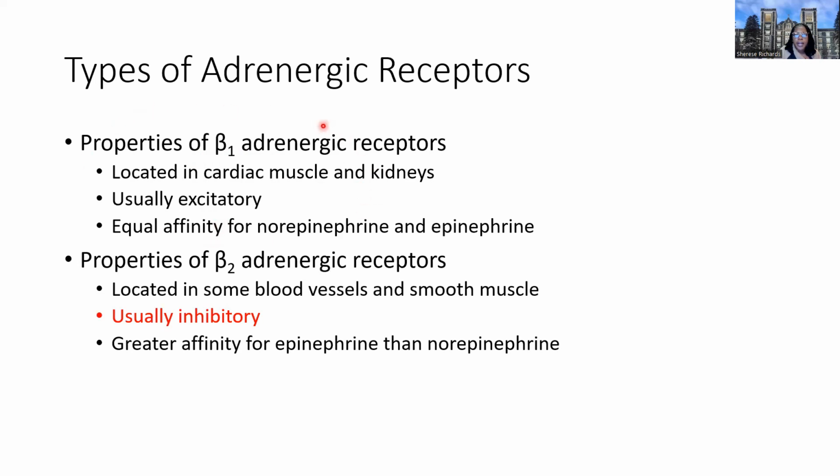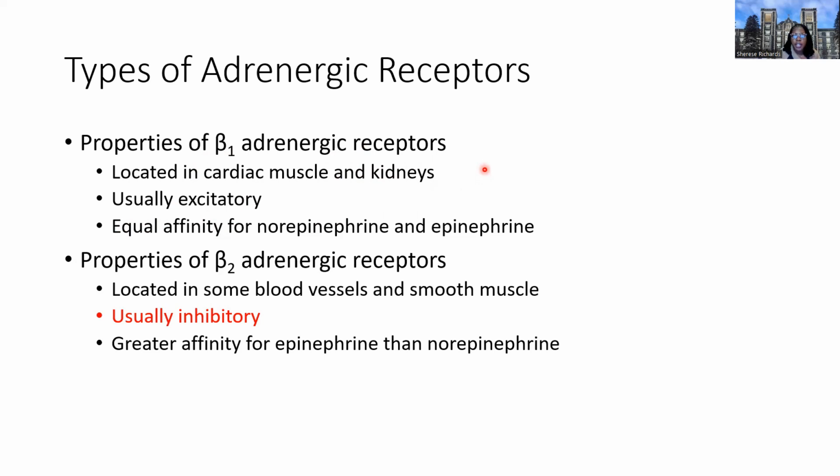So beta 1 is on cardiac muscle and the kidneys. It's going to usually be excitatory to those tissues. That is to stimulate or increase cardiac muscle contractions, or to result in increased kidney function as well. So excitatory to both of those types of tissues. It has an equal affinity, or an even affinity. It doesn't have a preference between norepinephrine or epinephrine, as compared to beta 2.